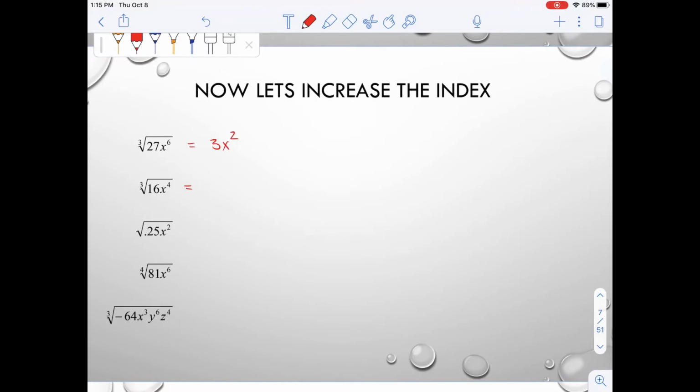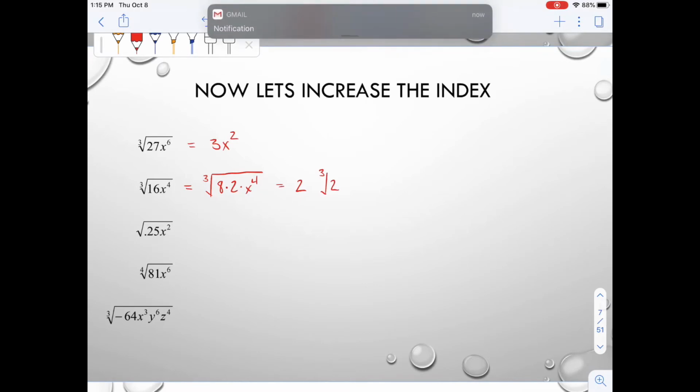All right, I have the cube root of 16x to the 4th. So 16 is not going to be a perfect cube, but it does have a perfect cube factor, and that perfect cube factor is going to be 8. So I'm going to have 8 times 2 times x to the 4th underneath of my cube root here. Right? So the cube root of 8 is 2, so 2 is going to come outside. Cube root of 2 I can't simplify, so I know I'm going to have a cube root of 2 that remains inside.